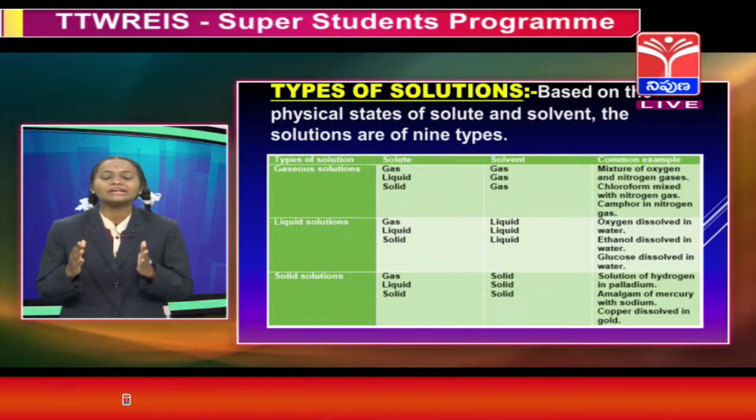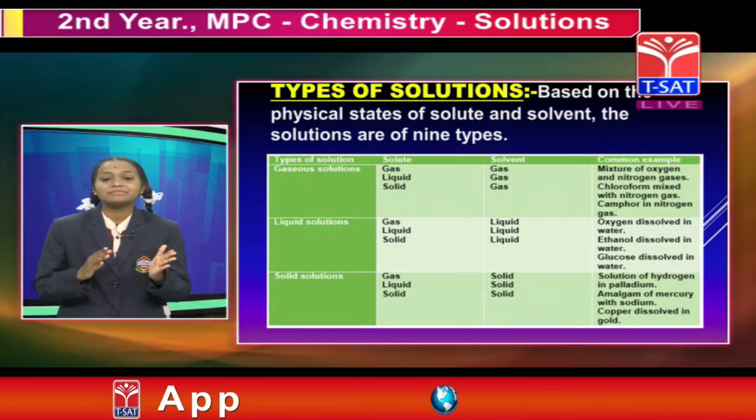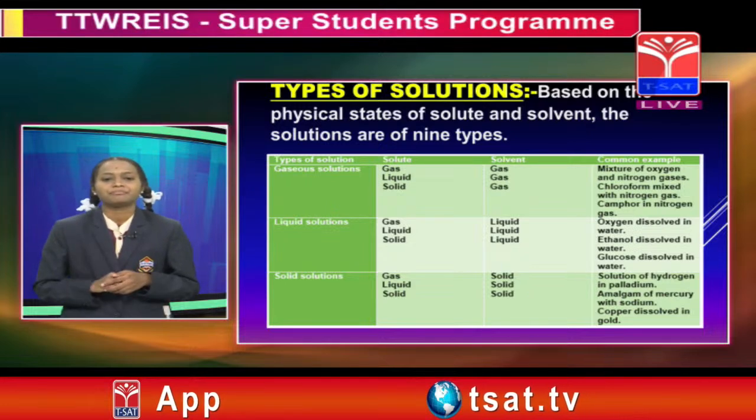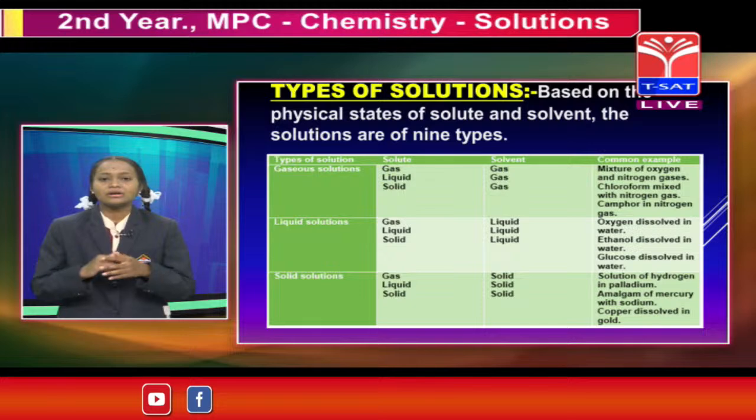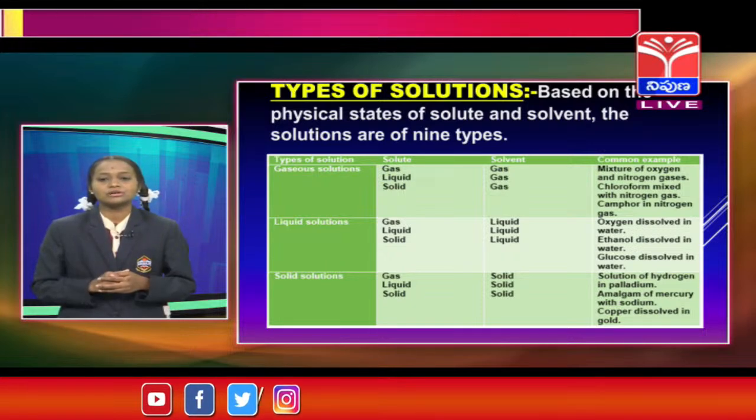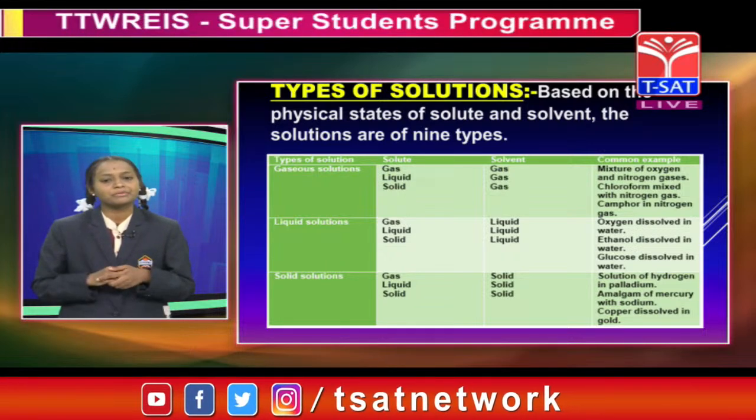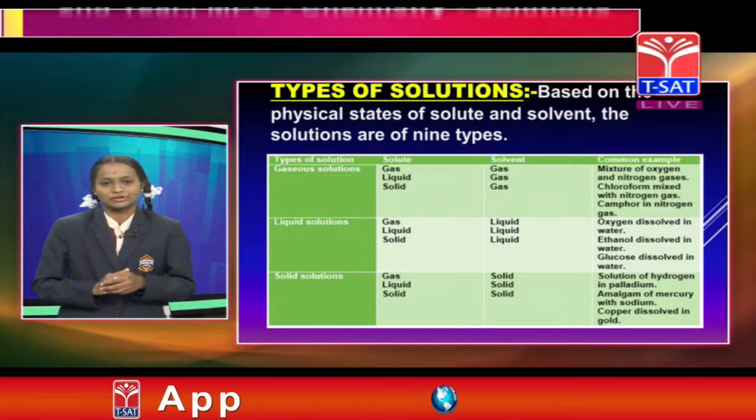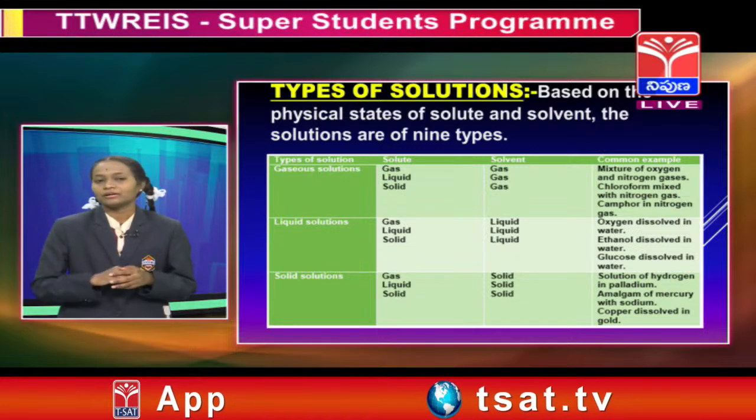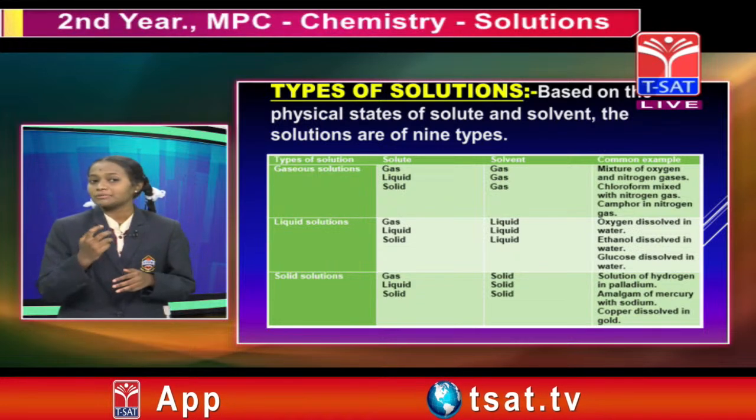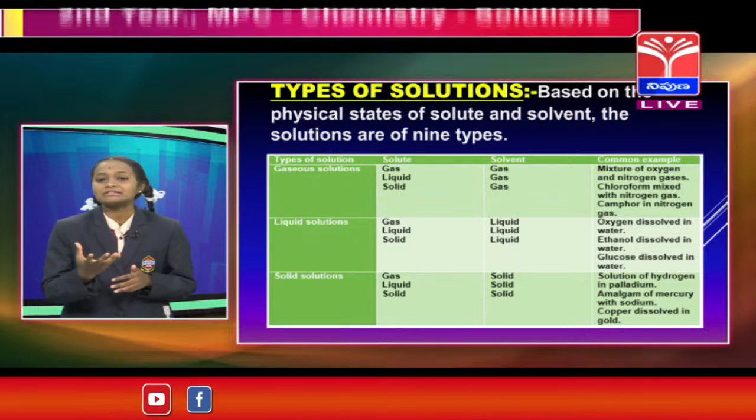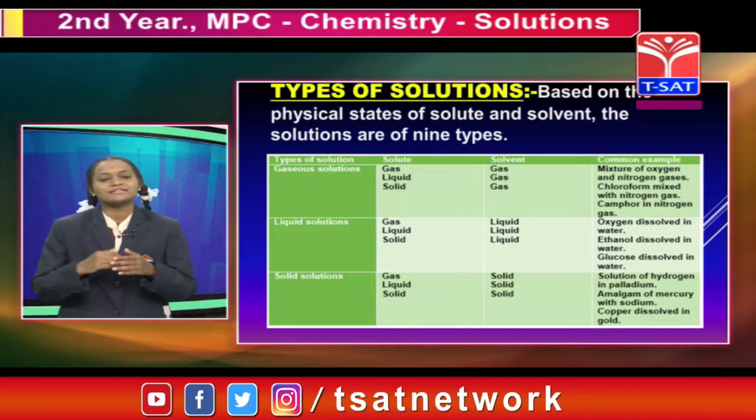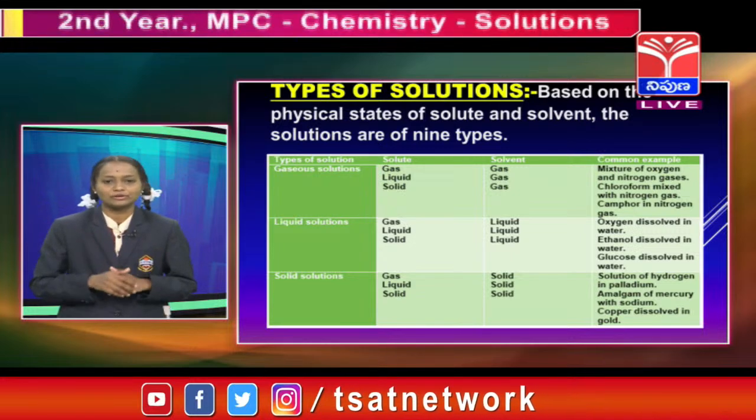If you take solvent as solid, the gas mixes with solid and it gives a solution of hydrogen in palladium. The liquid mixes with solid, it gives a liquid solid solution, an amalgam of mercury with sodium, and when solid mixes with solid, it gives a solid solid solution. Copper dissolved in gold. Have you ever heard about ornaments? Yes, the ornaments are a mixture of copper and gold. The copper dissolved in gold is the best example for solid solid solution.